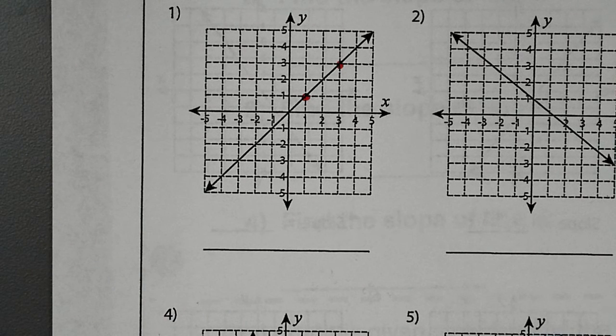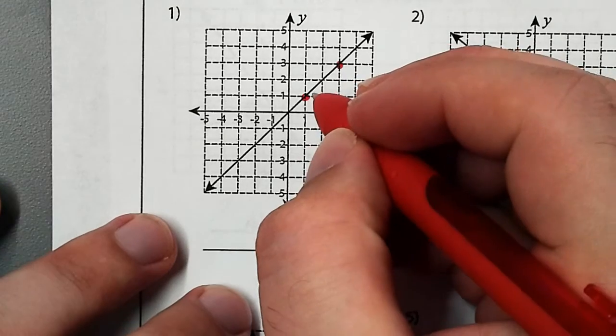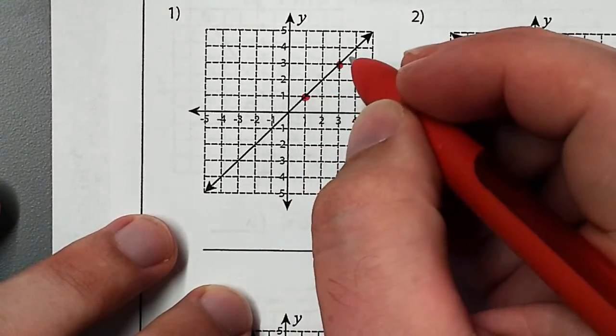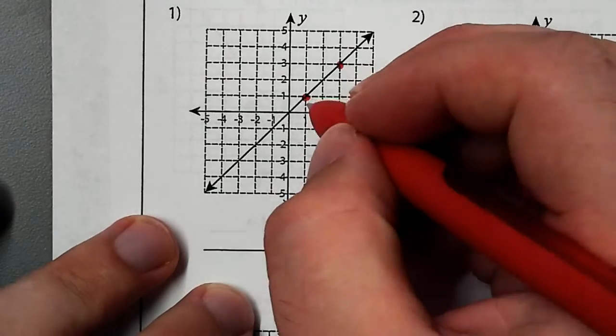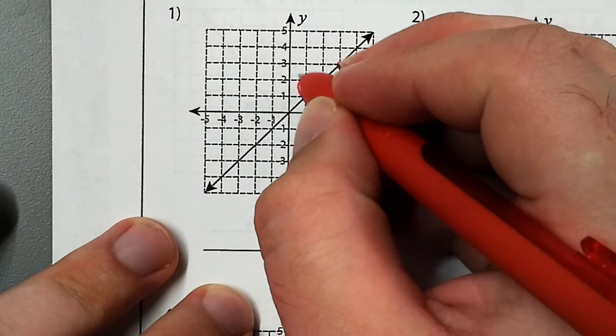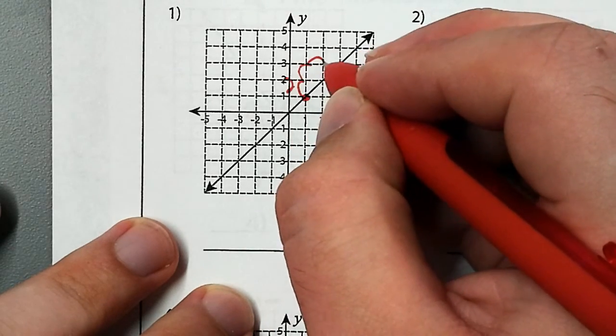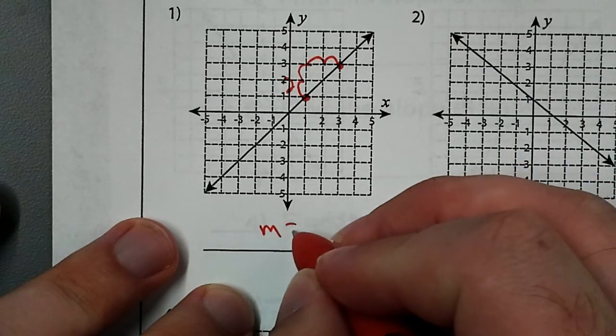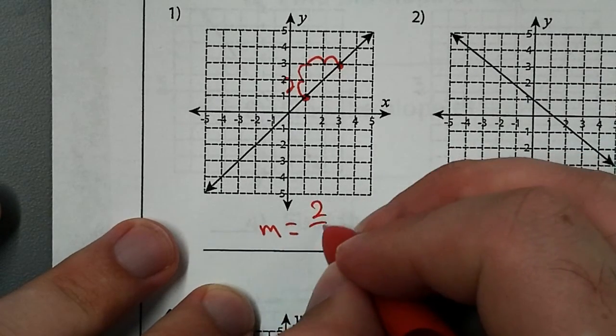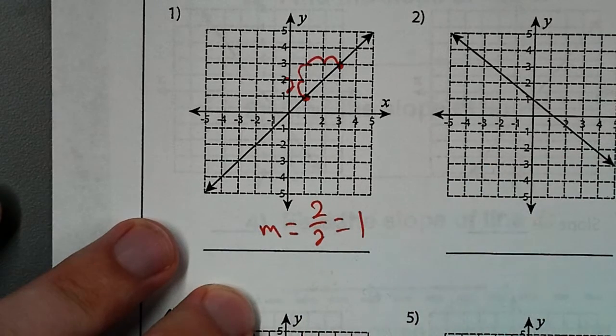Alright guys, so today in class we covered slope, and we can find the slope of a line by just counting from whatever part it started to whatever part it's going, and get the rise over run. So on this one, 1, 2, and then it goes over 1, 2. So my slope would be 2 over 2, which reduces down to 1.